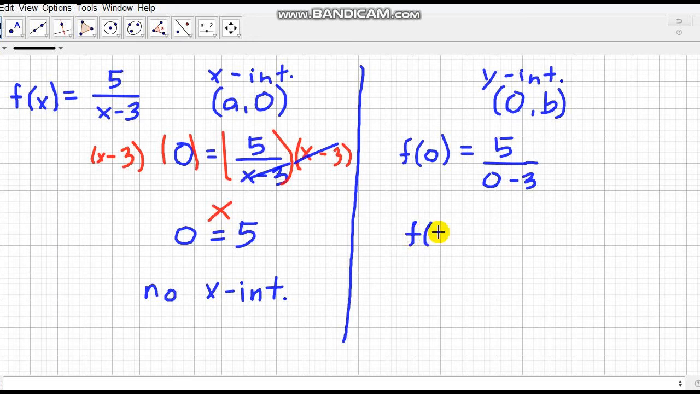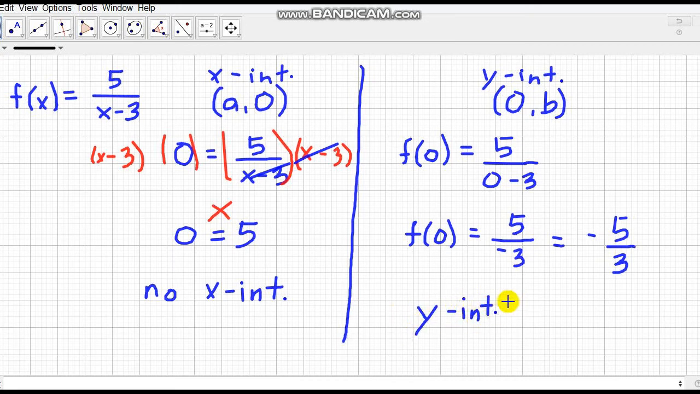Therefore, f of 0 is equal to 5 over negative 3, or we can just say it as negative 5 thirds. Therefore, our y-intercept is negative 5 over 3, which, if you remember earlier, is below the x-axis, right?